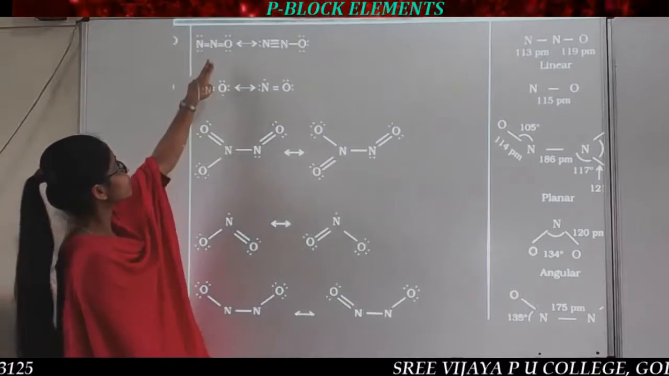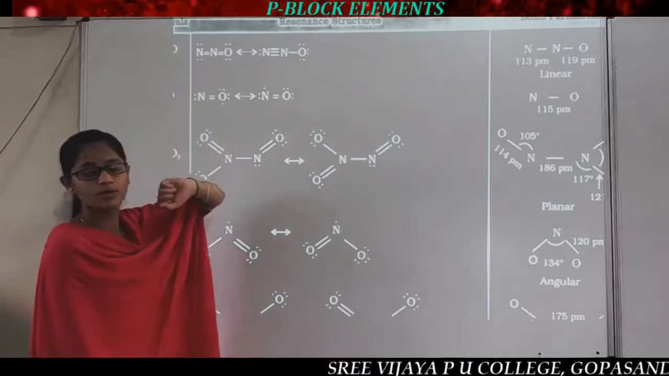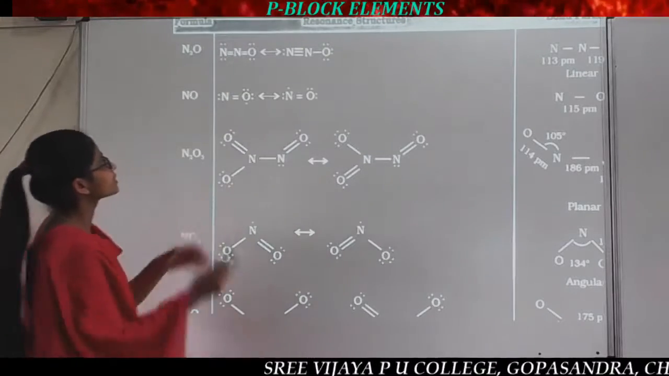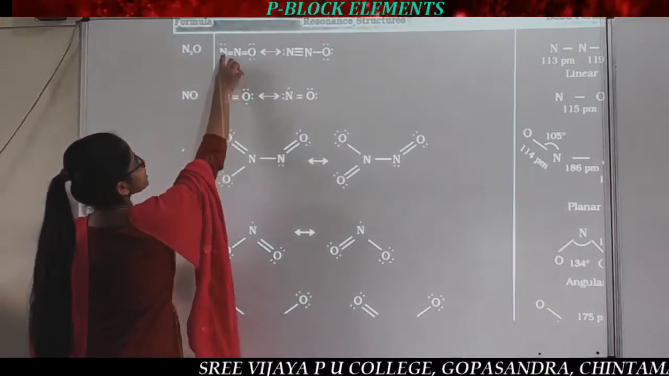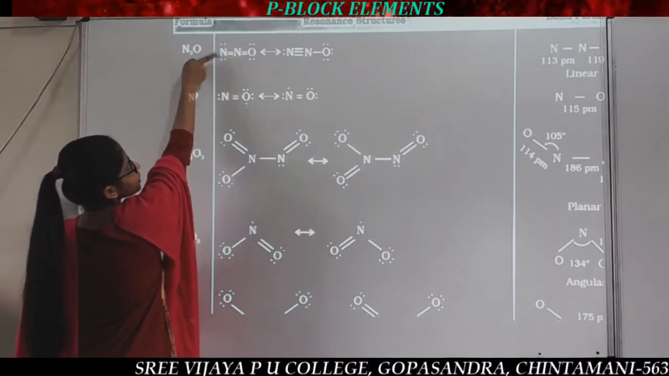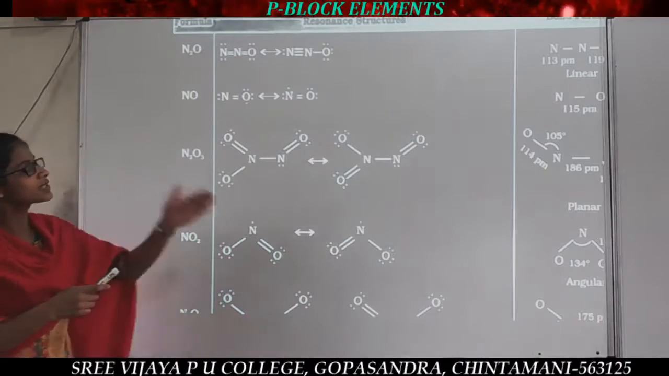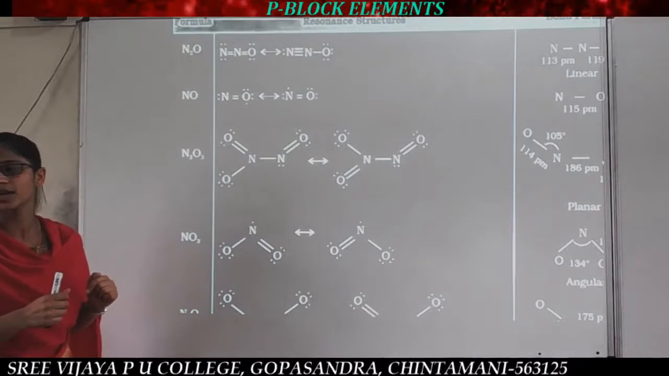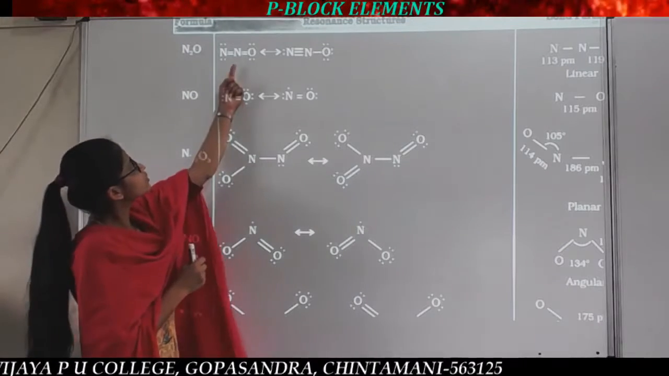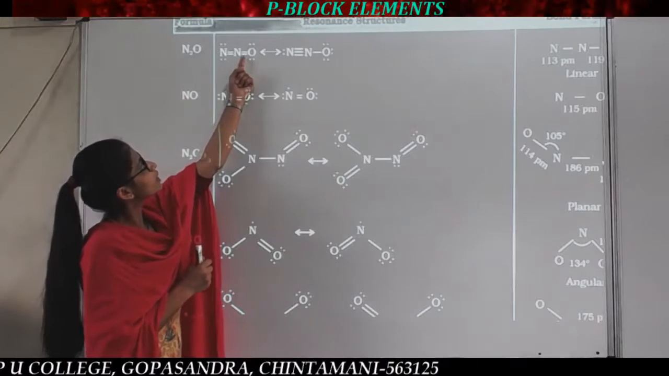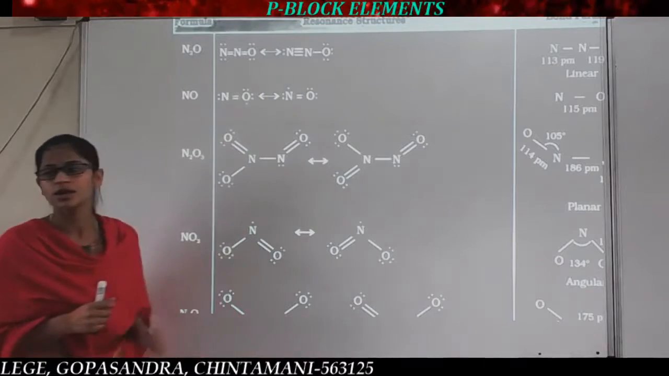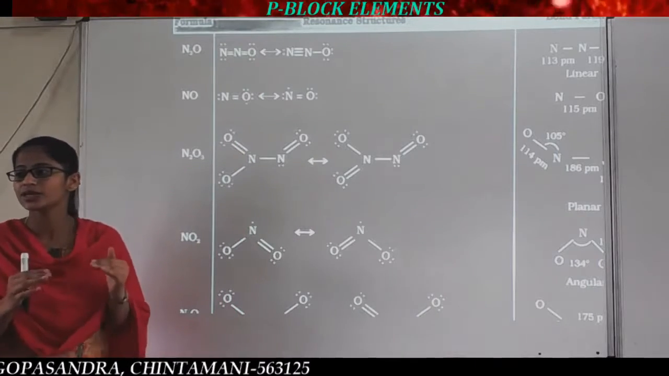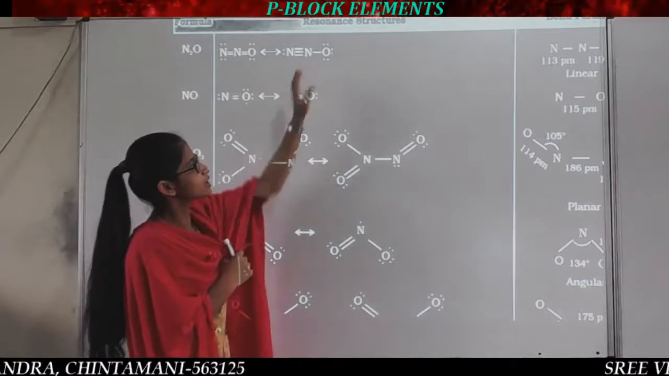Last class we showed how the electron movement happens, right? In this case, 2 electrons are already there. One pair of electrons shifts towards the next nitrogen. Again, between nitrogen and oxygen there is a bond, and the bond pair of electrons shifts towards oxygen. This is what we call a resonating structure. So this is a resonating structure.